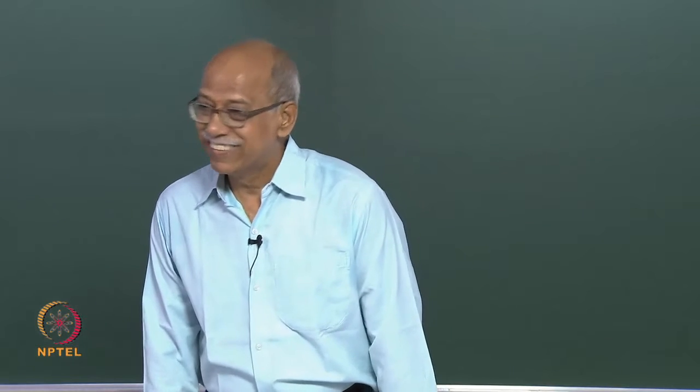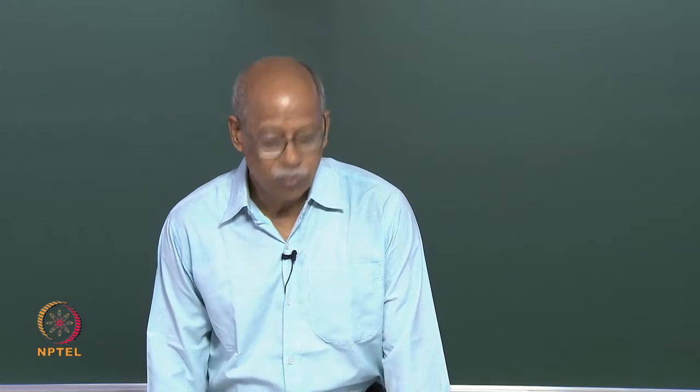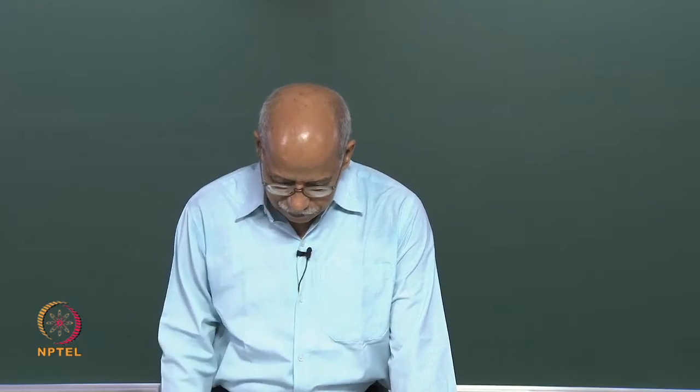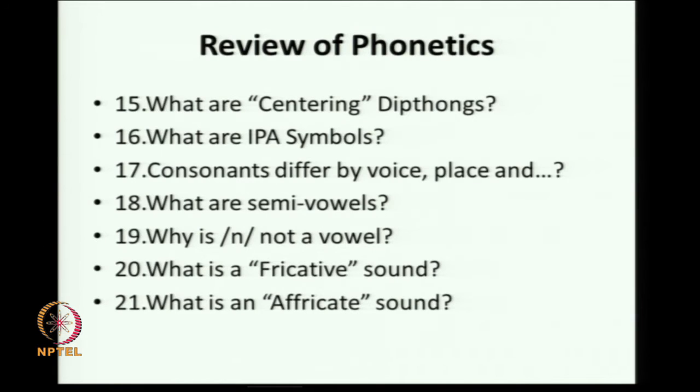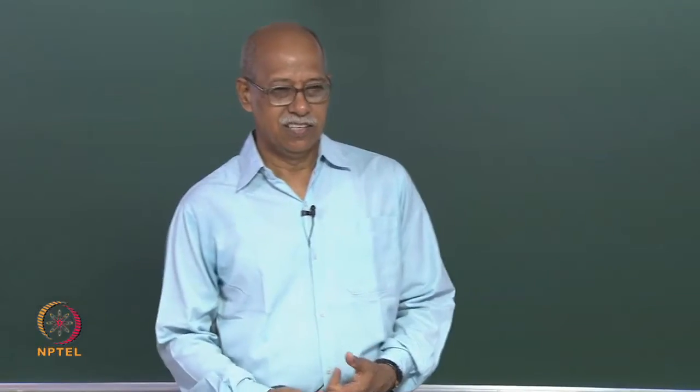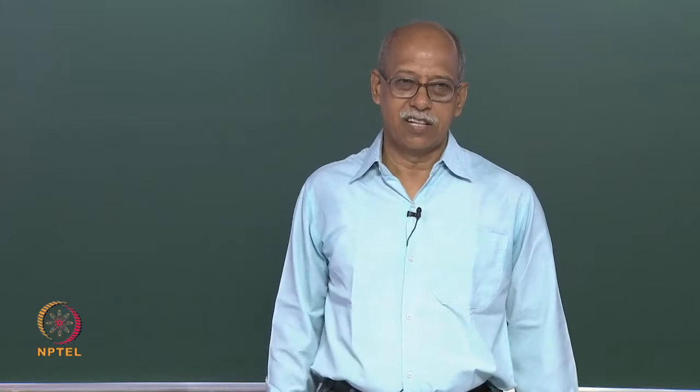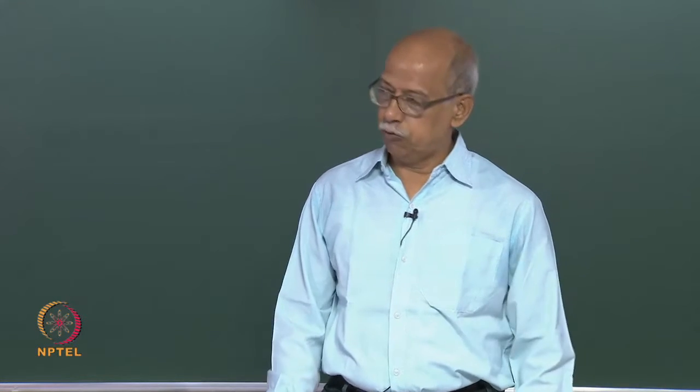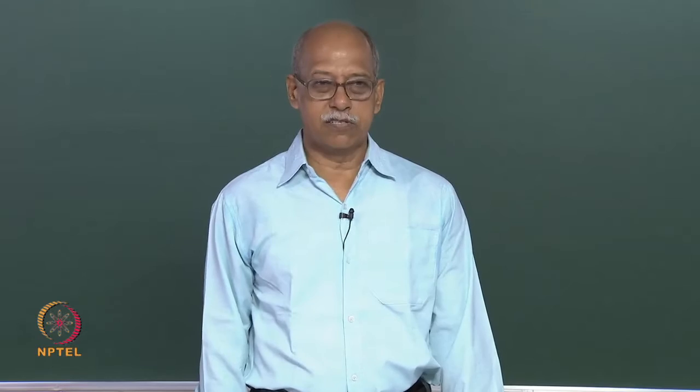but I told you yesterday. Okay. Right. We'll check. Why is m, it is not n. What is that sound? Question number 19. M. Why is that not a vowel sound? Nasal. It is nasal. It is not oral. Otherwise, it is voiced. It is continuous. There is no obstruction in the nasal passage, but it is nasal. And therefore, it is not a vowel sound.